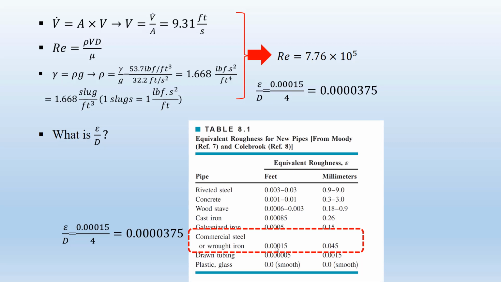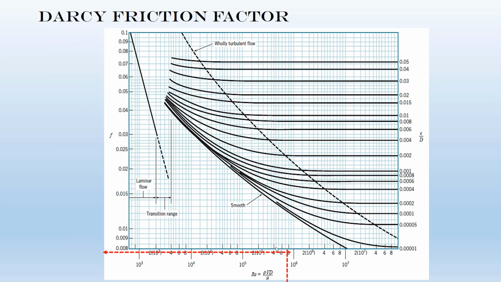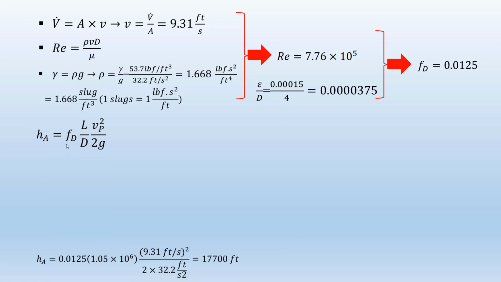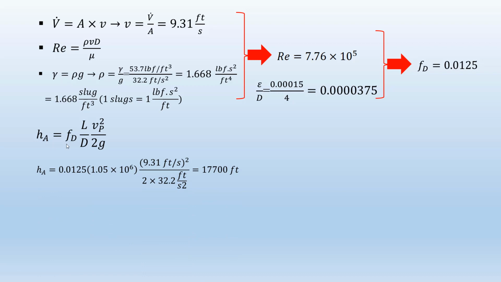So now you have both Reynolds number and relative roughness. You can use either a correlation, or you can use the Moody chart to find the friction factor. So this is the friction factor, and then if you just substitute the friction factor into this equation, you can find the HA. So this is the HA, guys. I told you this HA is in feet.